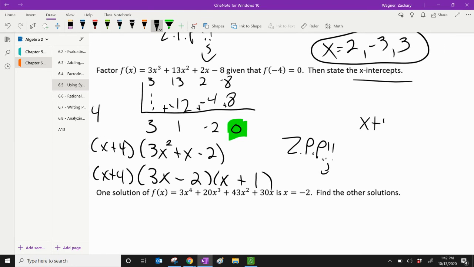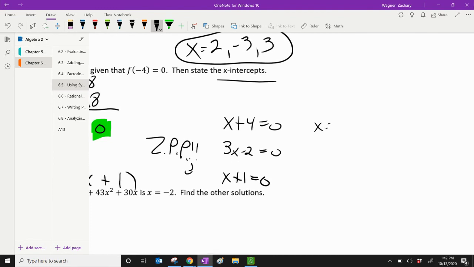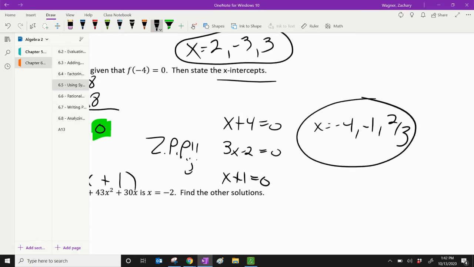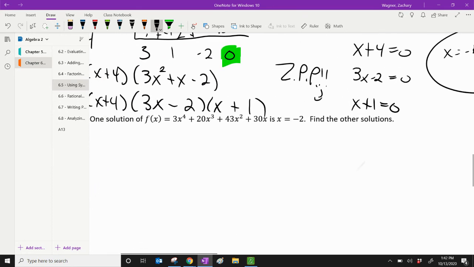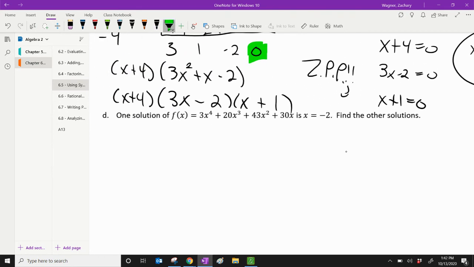Set x plus 4 equal to 0. Set 3x minus 2 equal to 0. Set x plus 1 equal to 0. Solve in all three cases. x equals negative 4, negative 1. Here, add 2, divided by 3, 2/3. How cool is that? Lastly, here, a zero is negative 2.